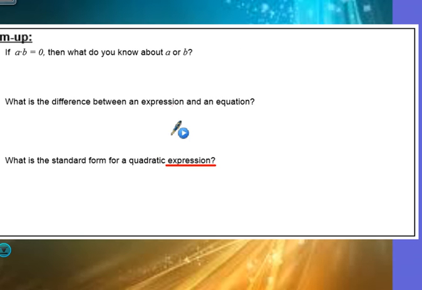So let's take a look at the warm-up at the top of our page and answer each of these questions. If a times b equals 0, then what do you know about a or b? So a and b are variables. We don't know what they are, but if we multiply them together and it equals 0, what do we know about what a must be, or sorry, what b has to be? If you guessed 0, then you are correct. A or b must be 0, or they could both really be 0 as well. Then that would give us a product of 0.